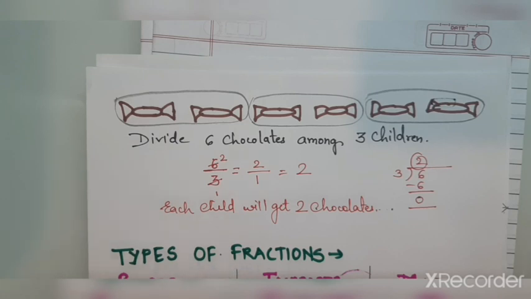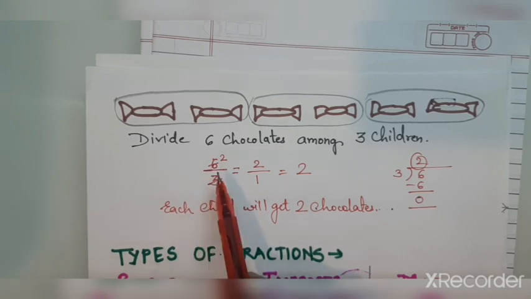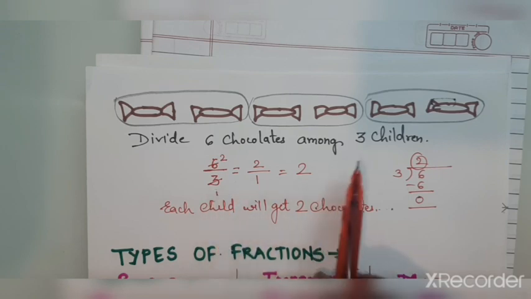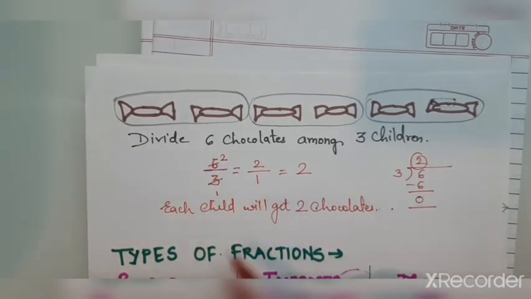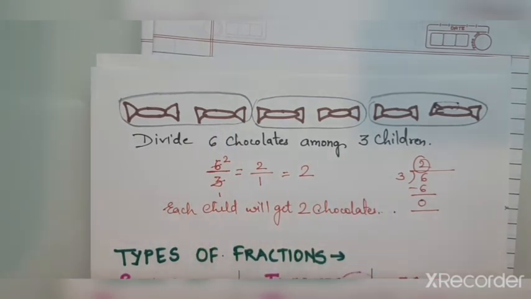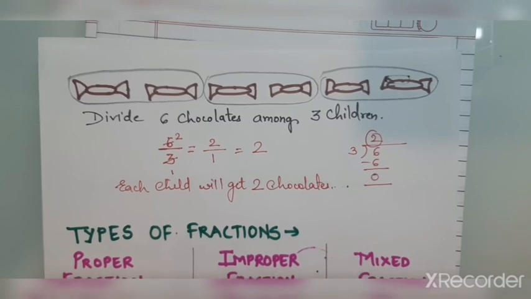So always remember, when it is a question of sharing, what has to be shared should be written in the numerator. Here 6 chocolates had to be shared, so the number 6 is written in the numerator. The other number is written in the denominator, and you can solve it and get the answer. This was just a small example so that you understand how we write a fraction.